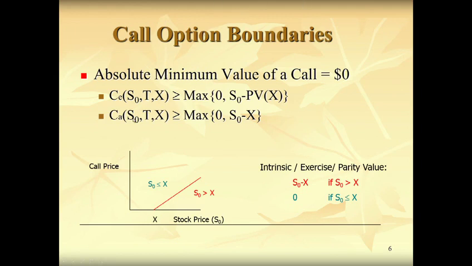So here I have a graph that shows you the value of a call. Now, as the stock price increases beyond X, your intrinsic value becomes positive, right? So your call is in the money. Now, if you were to short a call, how do you think this graph will look?